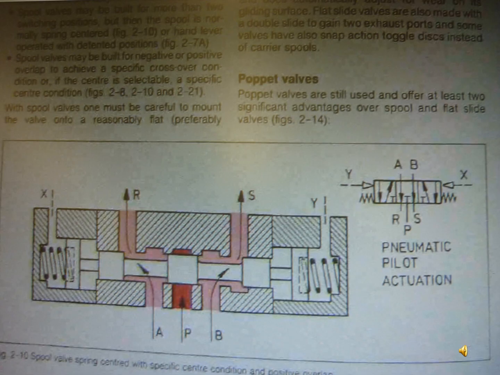So this is a pneumatic pilot actuation. So poppet valves are still used and offer at least 2 significant advantages. So this poppet valve's connection you can see in this diagram. This is the poppet valve with pneumatic pilot actuation. The poppet valve pneumatic pilot actuation system, look at it.